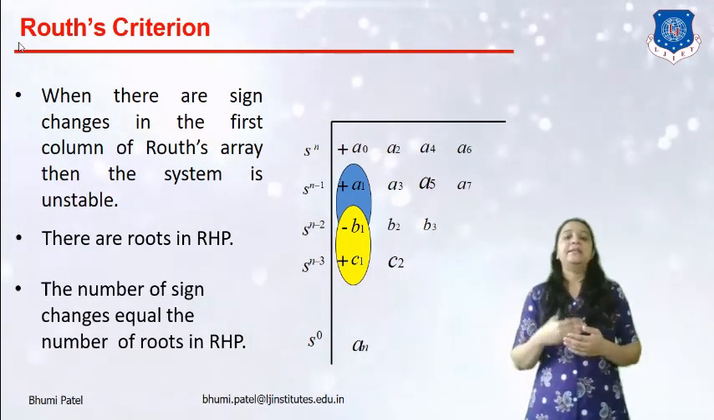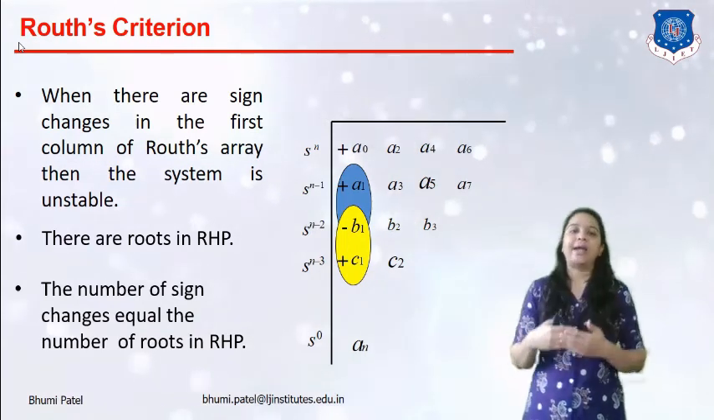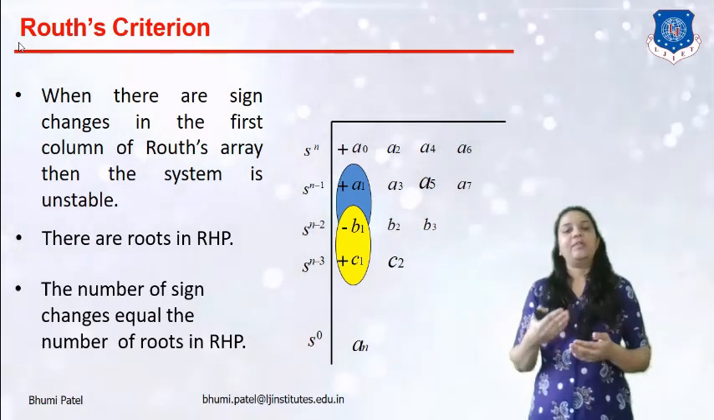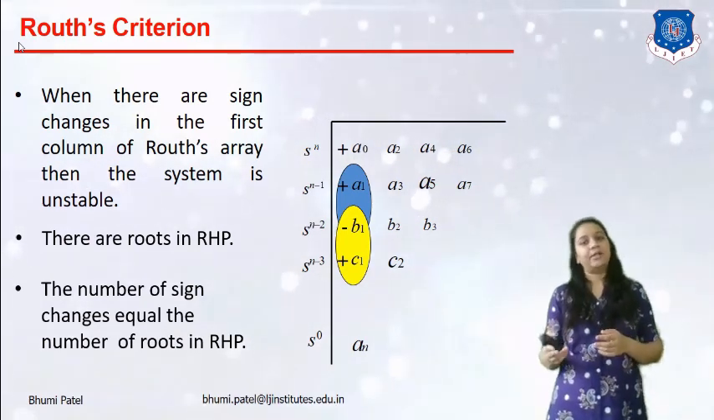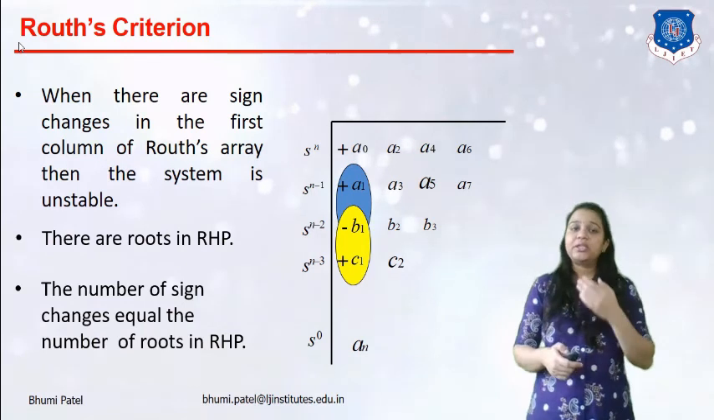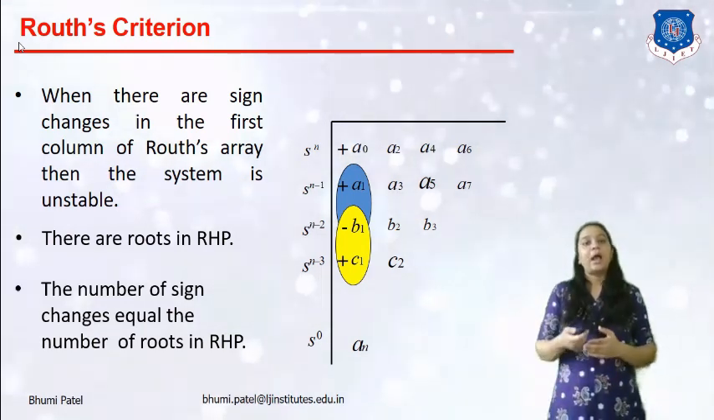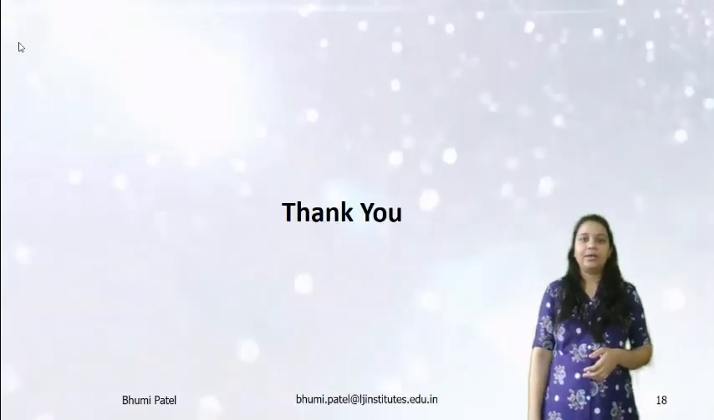Here there are two sign changes: plus a1 to minus b1, and minus b1 to plus c1. That means two roots are located in the right-hand side. So this type of system equation is known as an unstable system.